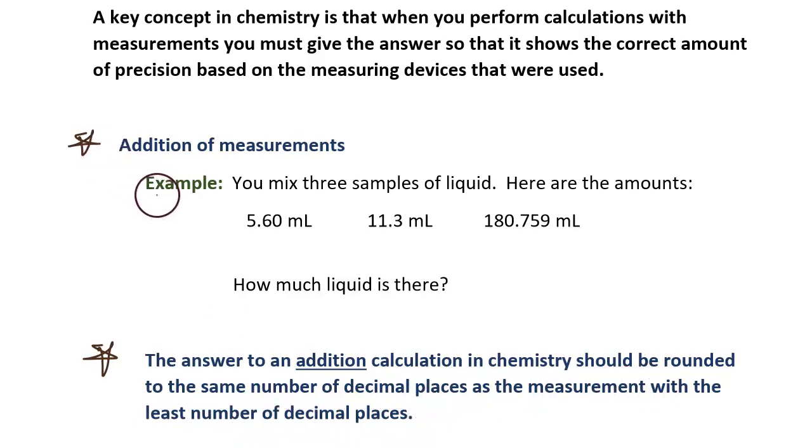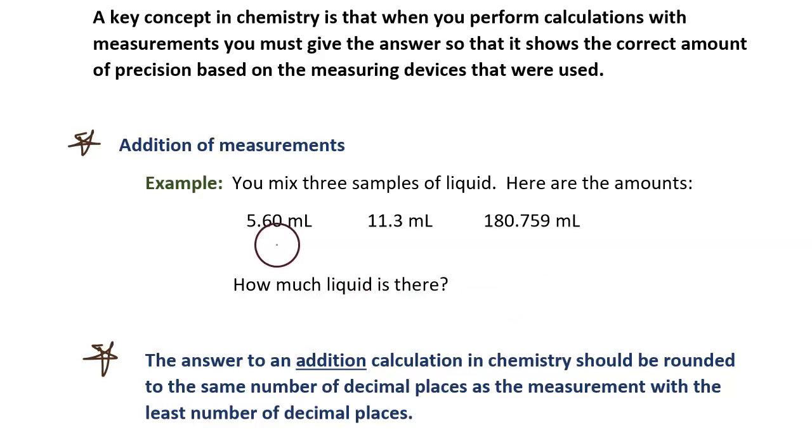Let's discuss this example to make sense of that. You mix 3 samples of liquid, and here are the 3 amounts. The first is 5.60 milliliters, next 11.3 milliliters, and last 180.759 milliliters. How much liquid is there in total? Well, we know we want to add these numbers together.